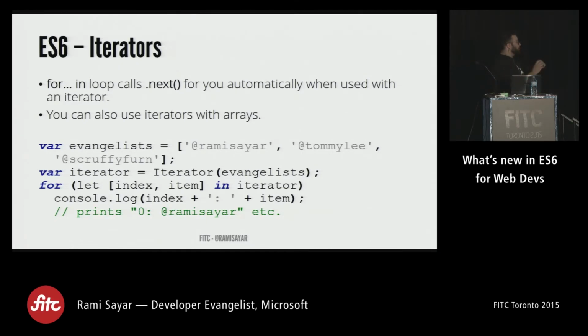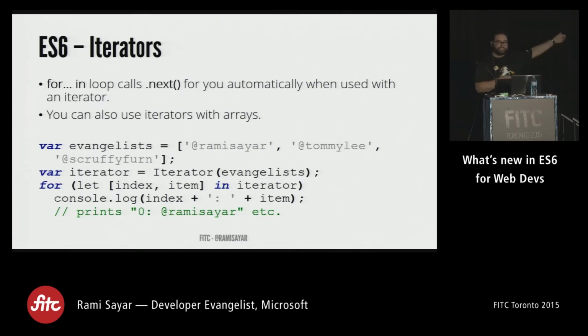Let's say that I have an array of all the evangelists that are here at FITC. There's me, there's Nikki who's going to be around today, and then there's my boss, Tommy Lee, who's hanging out today too. If I had this array and I wanted to iterate through it, I would do the same thing. I would create an iterator for this evangelist list. And I can create a for loop.